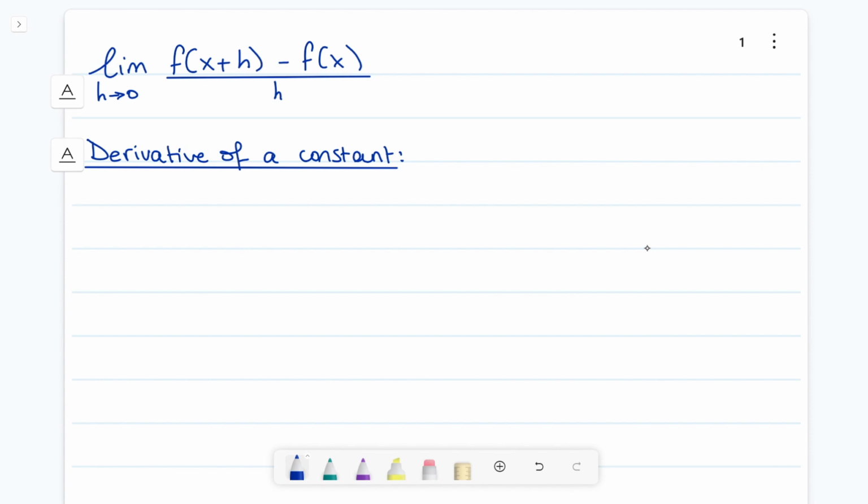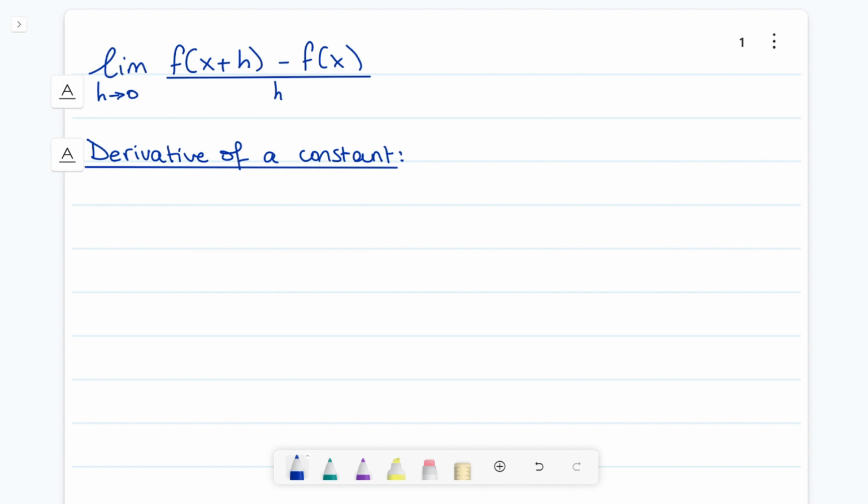So before we start, I just wanted to remind you of the definition of a derivative, which is what I wrote up here. It's the limit of f of x plus h minus f of x divided by h as h approaches 0.